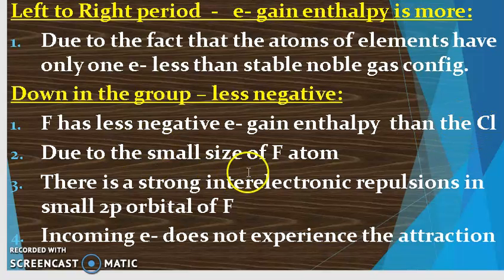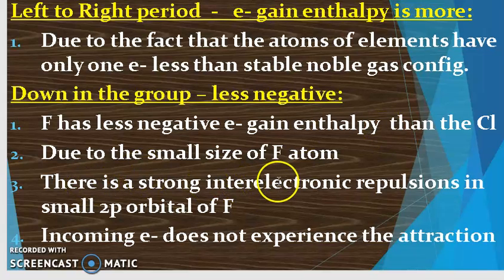Why is it? Because fluorine has a small size atom. Fluorine's atomic number is 9, no? For chlorine, if you go and check, it is 17, right? So it has a larger atomic size than fluorine. Fluorine has a small atomic size, and chlorine has a bigger atomic size than fluorine. So due to the smaller size of the fluorine atom, the negative electron gain enthalpy is less.